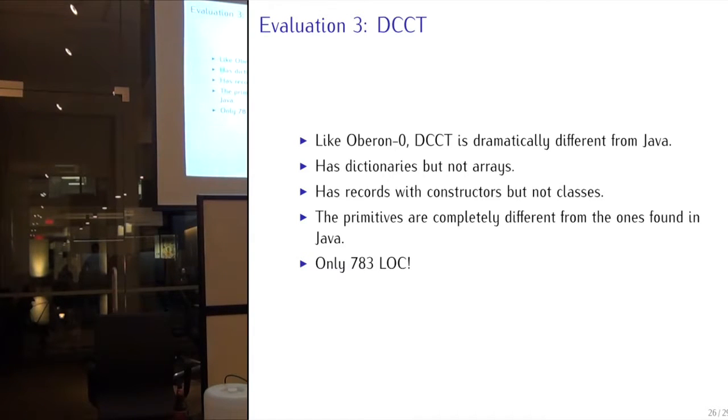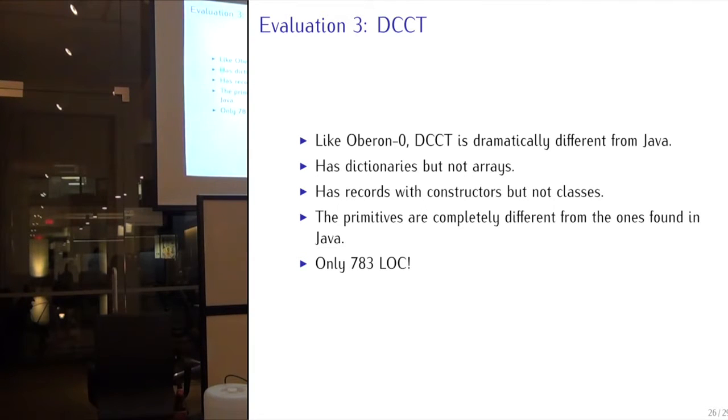So again, this is a different language. It has dictionaries like Python, but not arrays. It has records with constructors. I don't know what this is. It's like a struct with constructors, but not classes. Yeah, but it's not a class. It's something in between. You don't have inheritance. Yeah, they don't have it, because it's not a class. Then the primitives are different than what we have in Java. So again, the language is different.